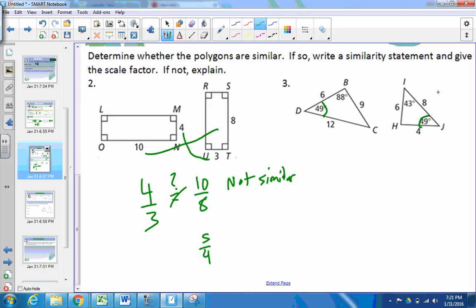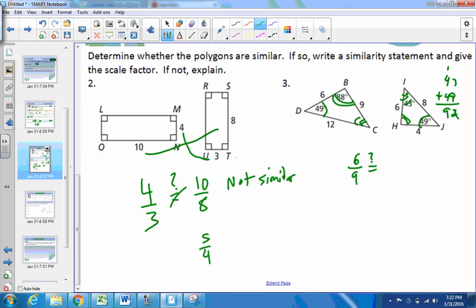So let's see, 43 plus 49. So 92. And that would leave 88. So this would be 88. Angles are all congruent. That's good. Let's just check the scale factors. So 6 would have to go with 9. So 6 is to 9.